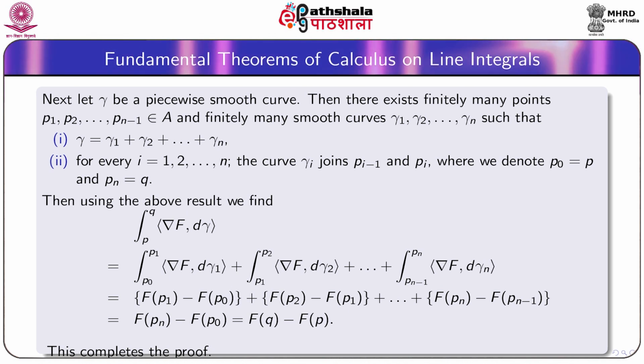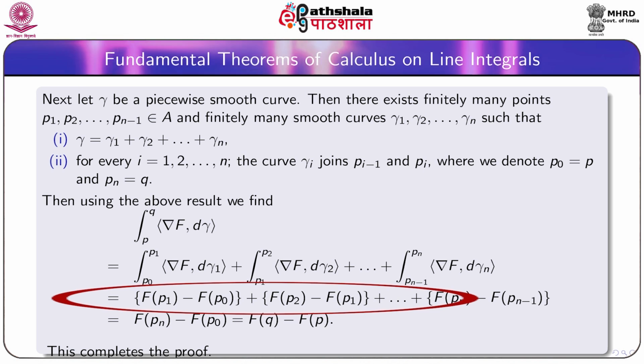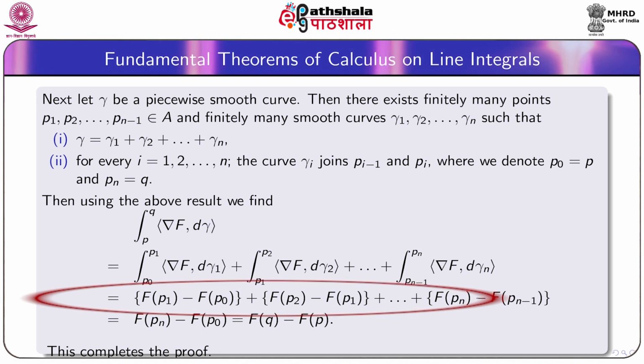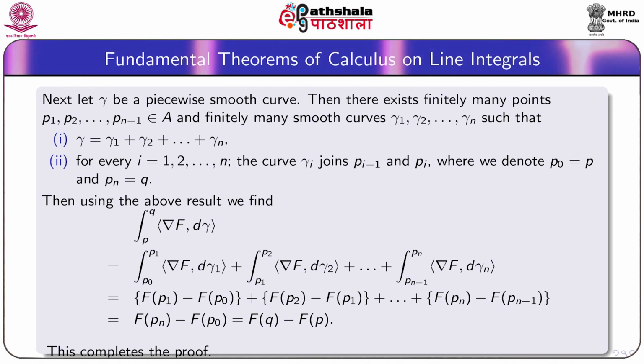Using the previous result, we find that its value is F(p1) minus F(p0) plus F(p2) minus F(p1), continued up to F(pn) minus F(p(n minus 1)). Looking at this, we can easily find that only two terms will survive, that is F(pn) and F(p0) with a negative sign. So we have the line integral from P to Q of gradient F d gamma finally equal to F(Q) minus F(P). This completes the proof.